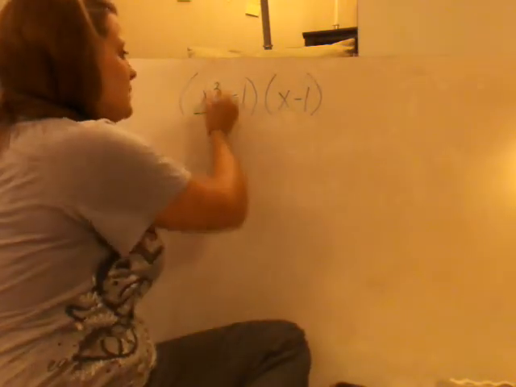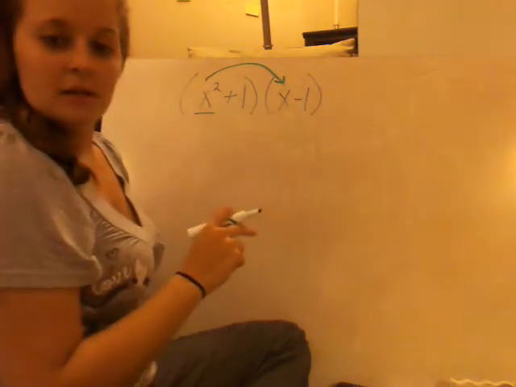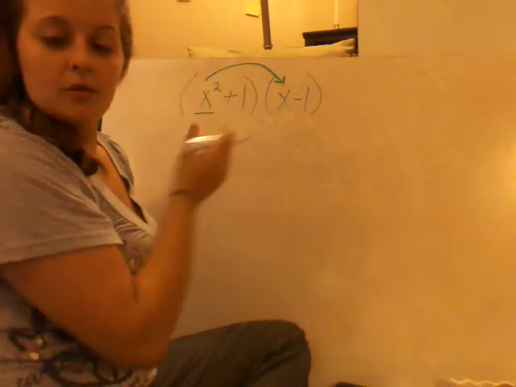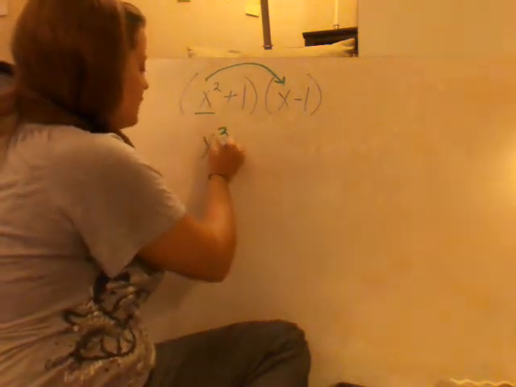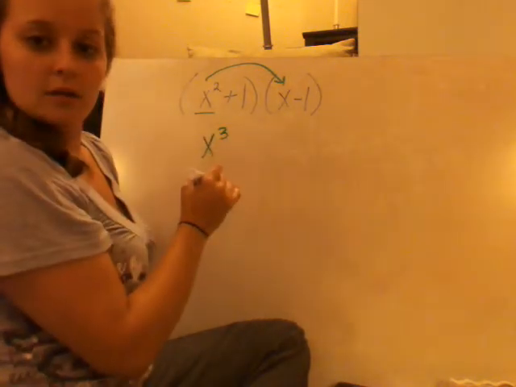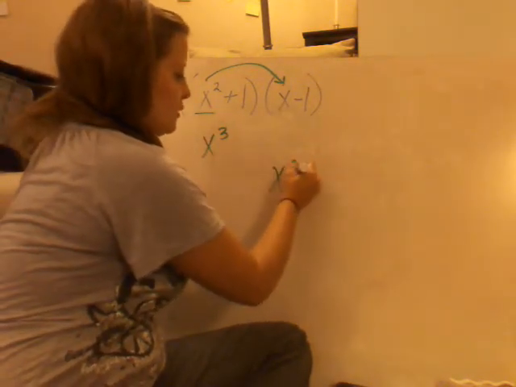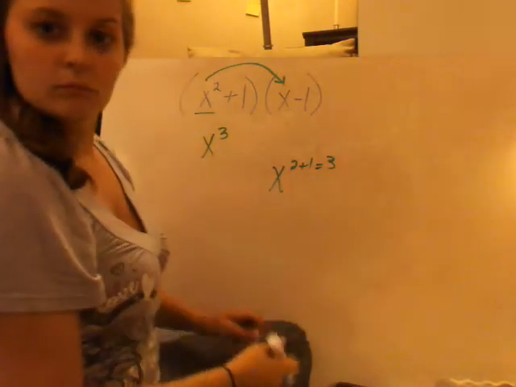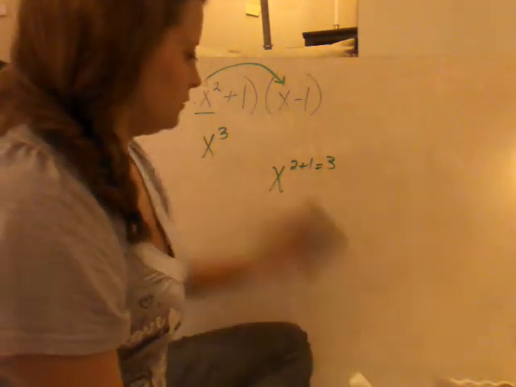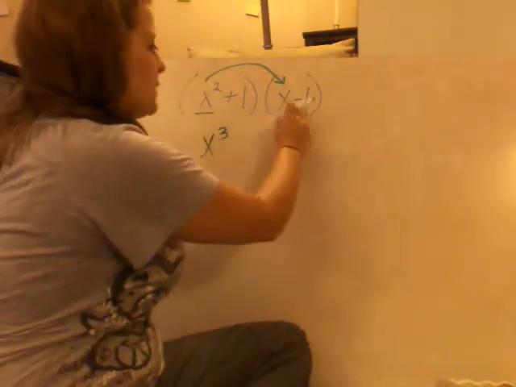Okay, so I'm going to do the same thing I was doing. X squared times x. When you multiply higher exponents, you actually add them. So now I've got x cubed. Alright, so 2 plus 1, I'll make a little side drawing here. 2 plus 1 equals 3. You see that? Good. Side note.